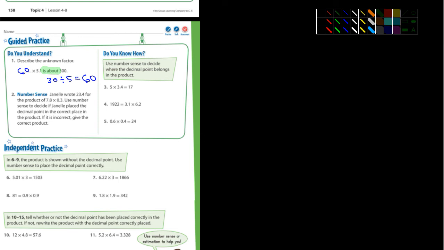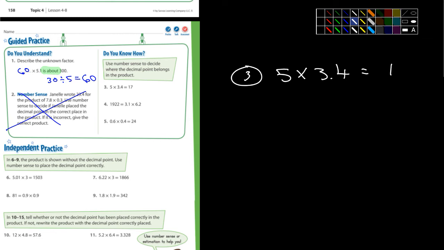All right. Let's see here. Not worried about number 2. You can cross that out. Let's jump into 3, 4, and 5. It says use number sense to decide where the decimal point belongs in the product. So, what do we have here? I'm looking at number 3, and it says 5 times 3.4 equals, and they have a 17. No decimal. It could be a 0.17, it could be a 1.7, it could be 17.